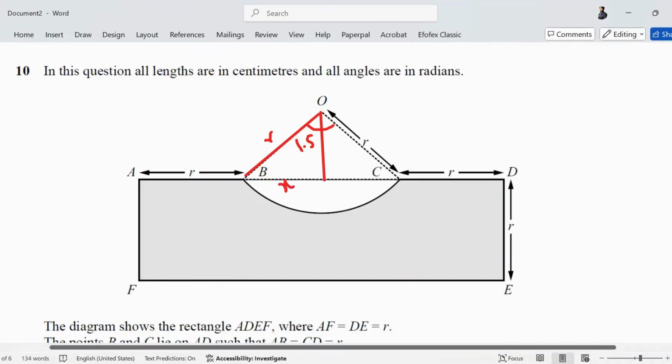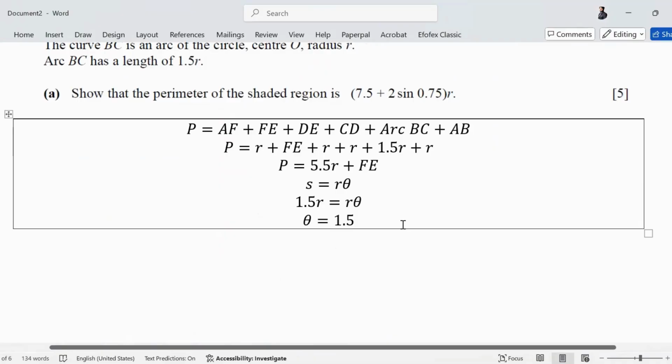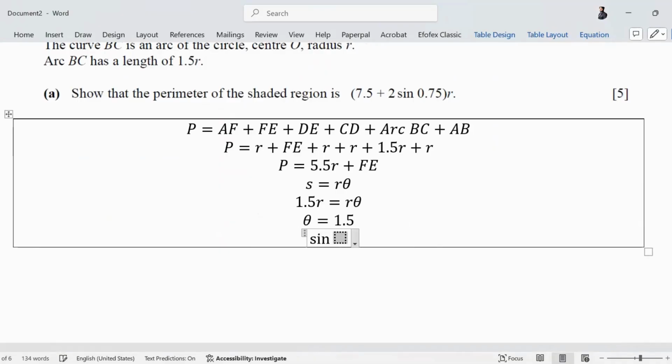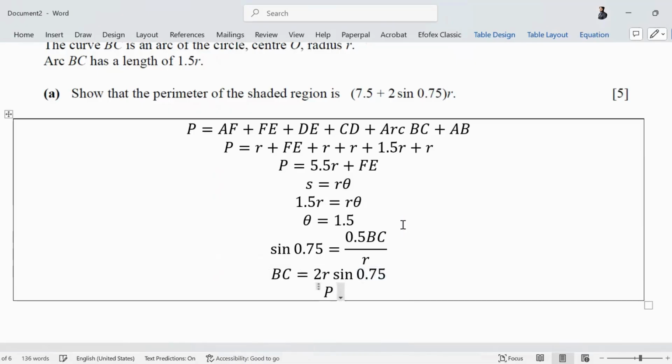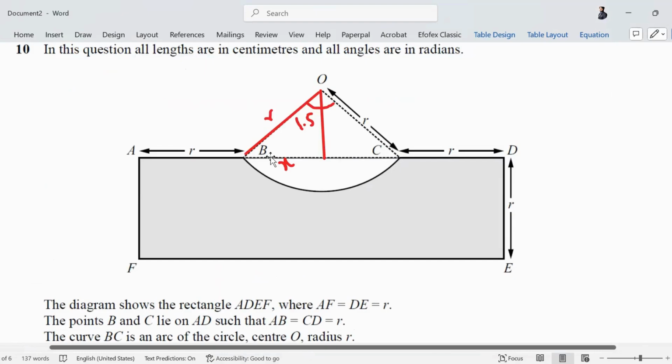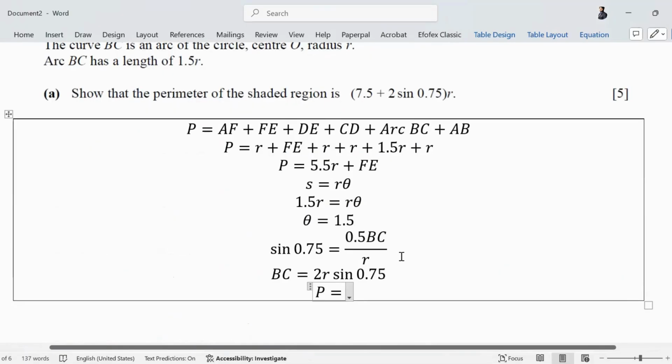Now let's apply sine over here. Sine of 0.75 equals the opposite, 0.5 of BC, divided by the hypotenuse, which is R. So BC is 2R sine 0.75. Now what will FE be? BC is 2R sine 0.75. Look carefully, what did I have for FE?